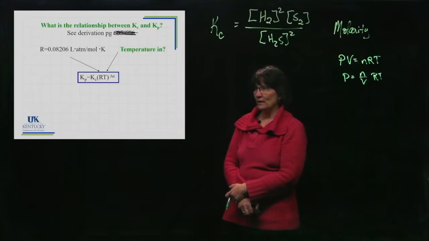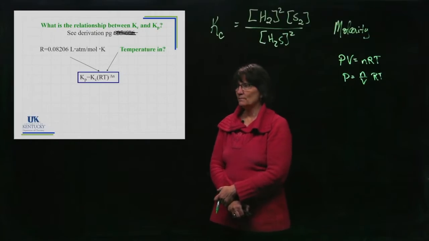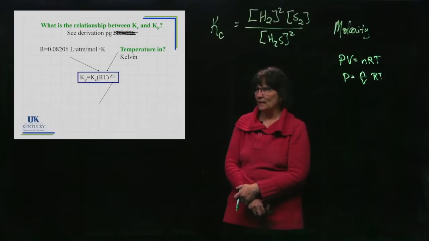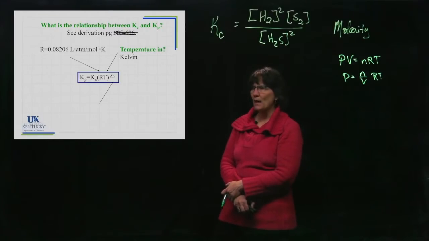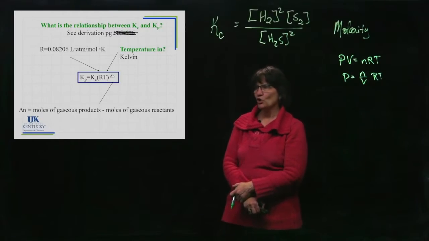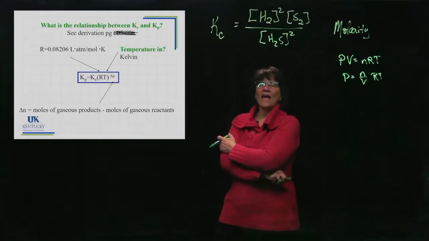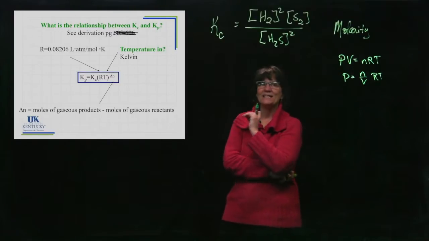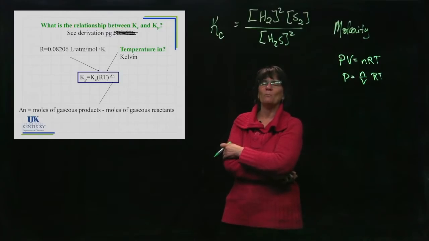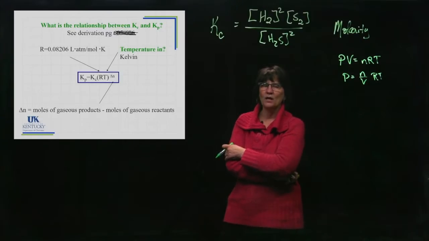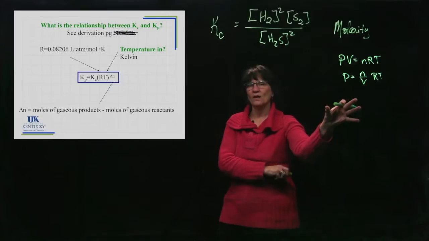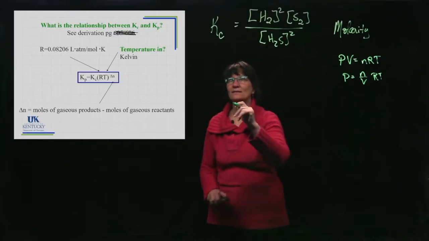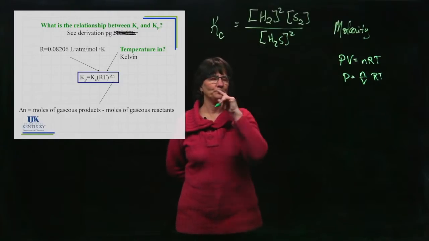Well, it's going to have to be in Kelvin, of course. And that delta N business, you look at your balanced equation, and you look at the moles of gaseous product and you subtract the moles of gaseous reactant. Delta N, final minus initial. So you're looking at how many moles of gas are on the product side, subtract how many moles are on the reactant side. Let's give you an example.